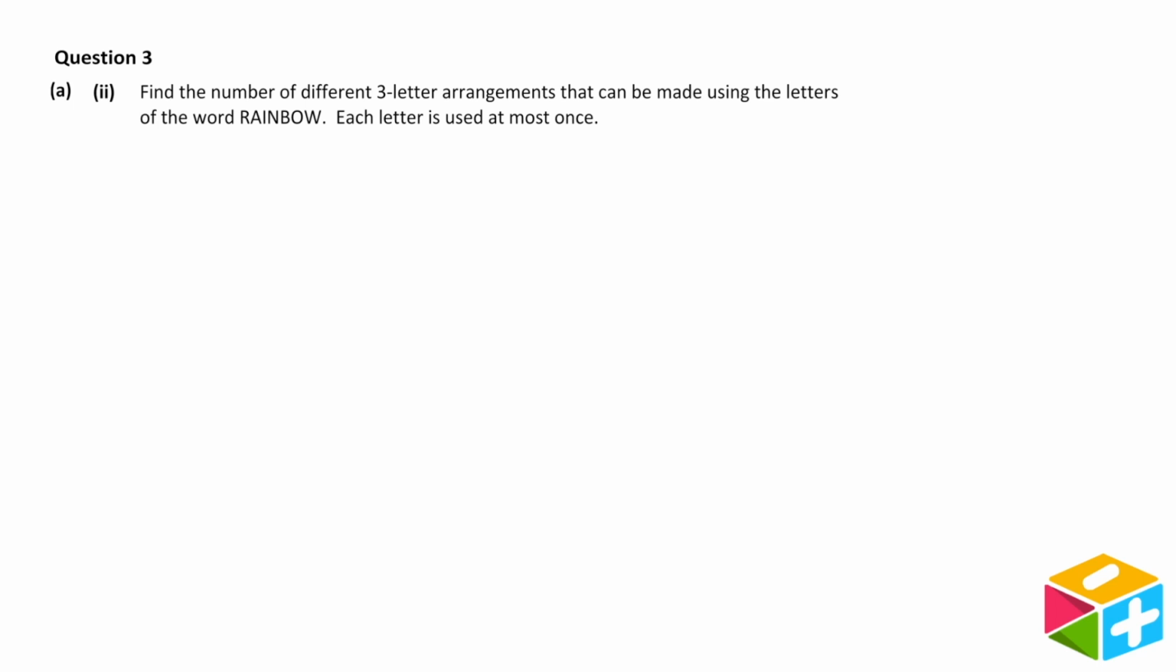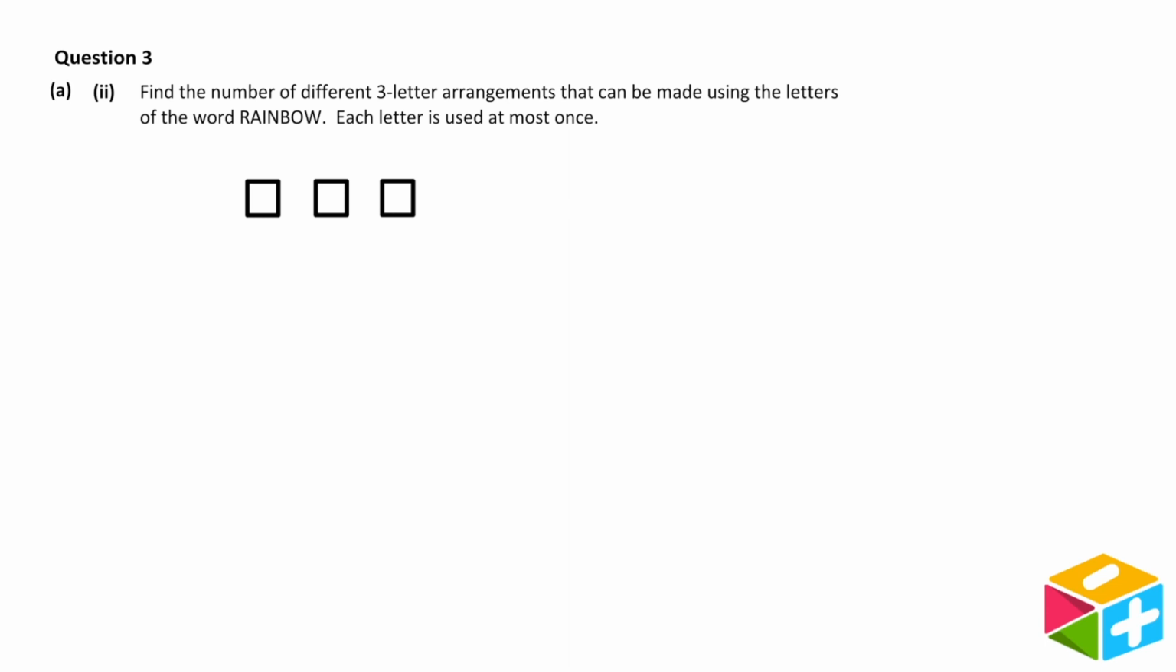This question is quite similar to the previous one. The only difference is that we want 3-letter arrangements rather than 7-letter arrangements which used all the letters. Since we want 3-letter arrangements, we can think of this as having 3 boxes and needing to fill in each box with a letter from our word rainbow.